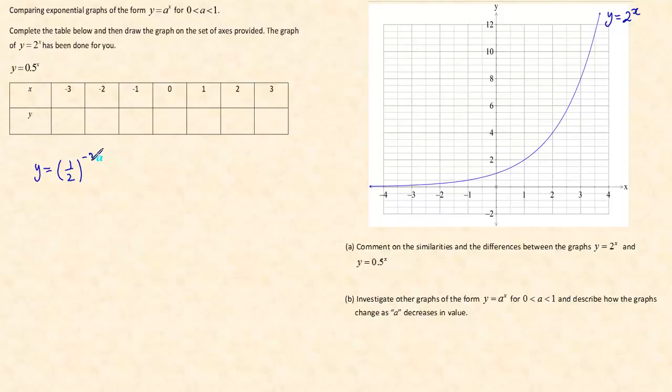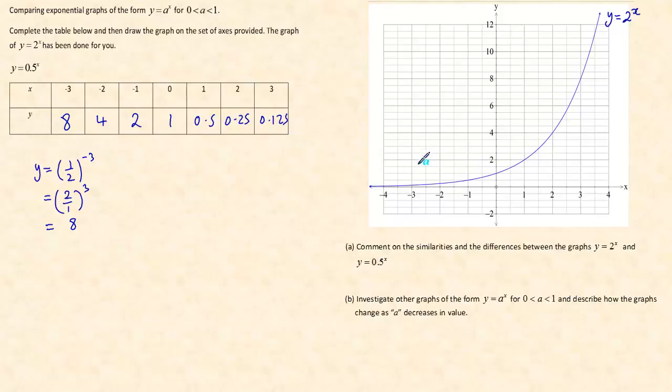So if we have a half to the negative 3, that's the same as saying 2 over 1 cubed, which is 8. So this is going to be 8. And then a half to the negative 2 in the same sort of way is going to be 4. Half to the negative 1 is clearly just 2. A half to the 0, well of course we know that's 1. Half to the 1 is of course 0.5. Half squared is 0.25 and this one's 0.125.